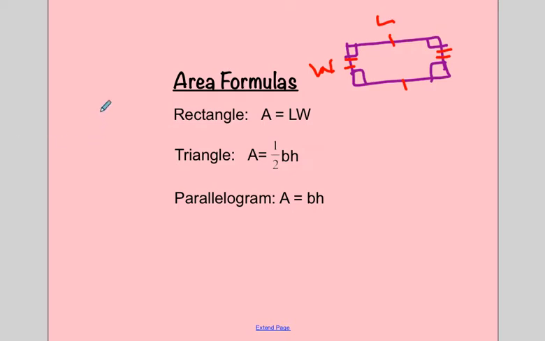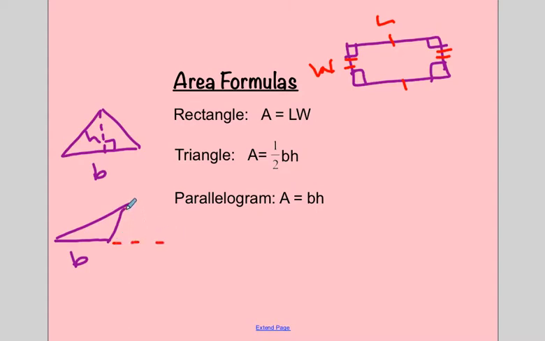Triangles. Remember, the area of a triangle is base, and then your height always has to be meeting at a 90-degree angle. It's 1/2 base times height. If you have an obtuse triangle, remember obtuse means your angle here is bigger than 90 degrees, your height is going to be outside of your triangle. So this would be your height. Okay, so base times height divided by 2.